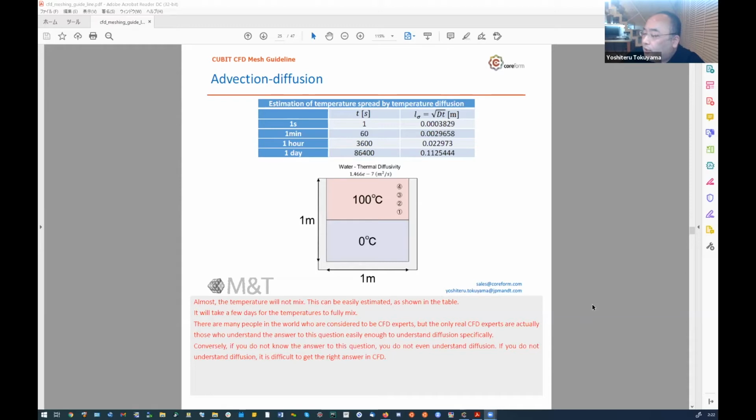There are many people in the world who are considered to be CFD experts, but the only real CFD experts are actually those who understood the answer to this question easily enough to understand the diffusion specifically. Conversely, if you do not know the answer to this question, you do not even understand diffusion. If you do not understand diffusion, it is difficult to get the right answer in CFD.